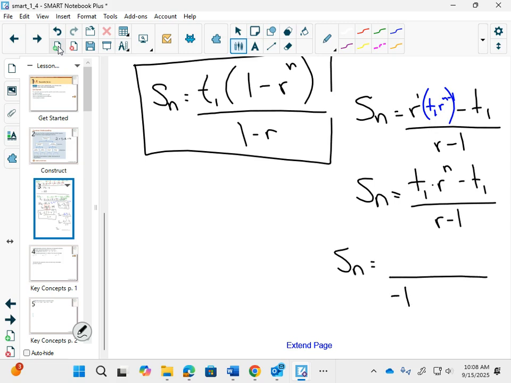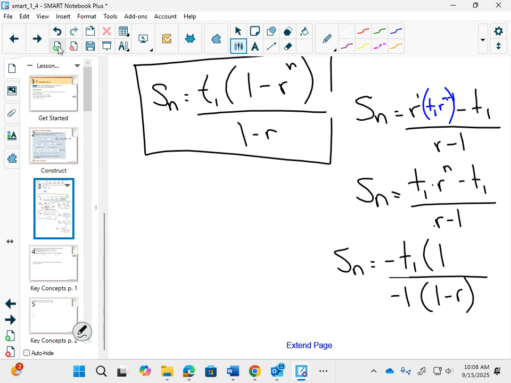If I factor out a negative 1 out of the bottom, it will change to 1 minus r. Because if I pull out a negative, the r would become negative, and the 1 would become positive. If on the top I pull out a negative term 1, because there's a common factor of term 1, we can factor out a term 1. But if I factor out the negative term 1, then this negative term 1 will become positive 1.